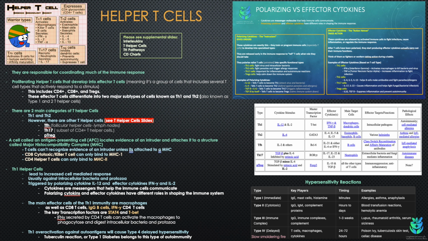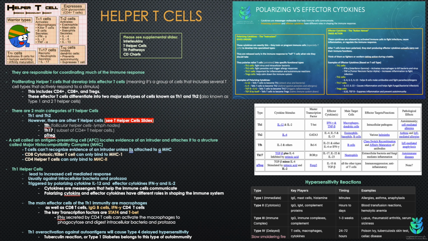And the thing I have to mention here is, if you have a mast cell disorder, you're going to wind up triggering these on a regular basis, because remember, your mast cells are constantly degranulating, and one of the things they let out are cytokines. So cytokines, like we have talked about before, are the messengers that help the immune cells communicate. And the polarizing cytokines and effector cytokines have different roles in shaping the immune response. So remember, some suppress the immune system and some promote immune response and inflammation.